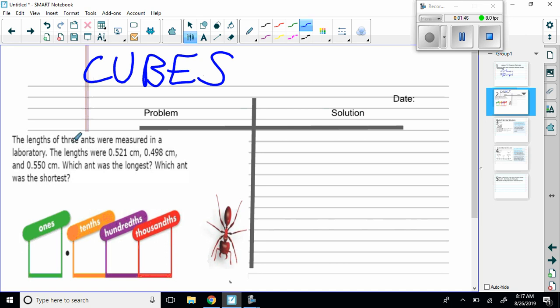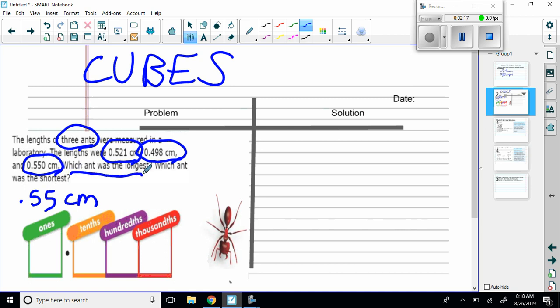And it says the lengths of the 3, so we are going to circle 3 ants, were measured in a laboratory, and the lengths were 525,000 centimeters, 498,000 centimeters, and 550,000 centimeters. Also, you could say 5,500 centimeters. They are equivalent. And then we're going to underline the question. Which ant was the longest and which ant was the shortest?